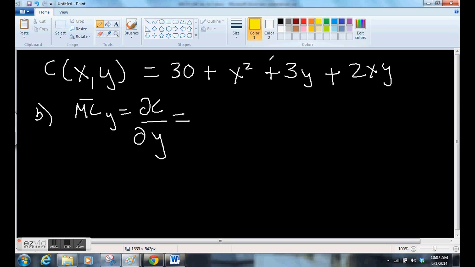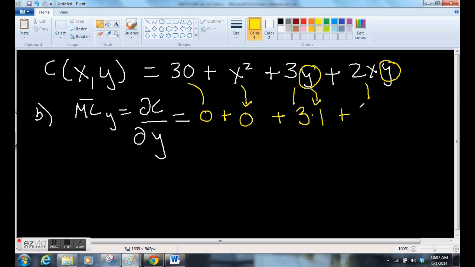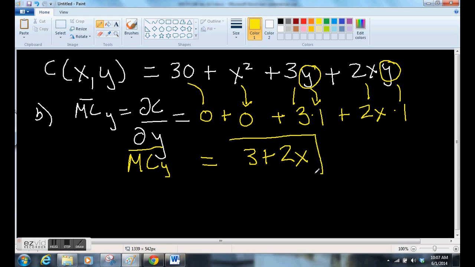So in order to find this, what's our variable? y. So let's circle all the y's that we're going to use. There's no y, there's a y, there's a y. So here's our derivative. The derivative of a constant is 0, plus x squared is a constant, 0. Are you liking this part already? The derivative of 3 times y is 3 times 1, plus 2x is a constant, and the derivative of y is 1. So we have 3 plus 2x. So it says find the marginal cost with respect to y. Looks like this. That was find it.